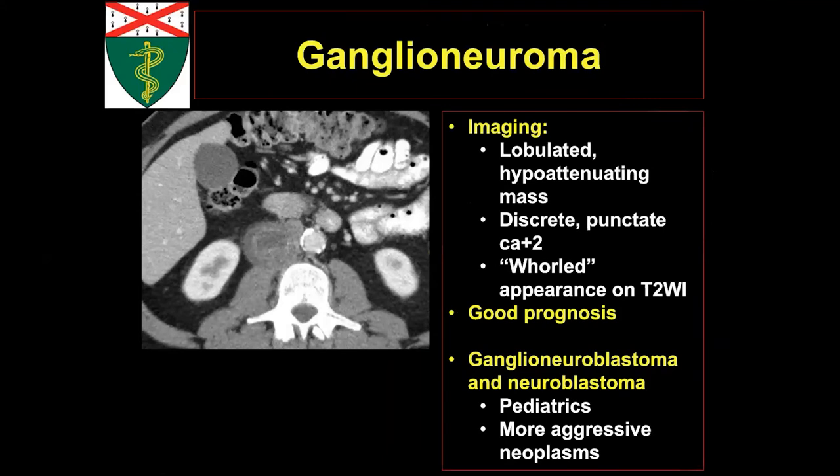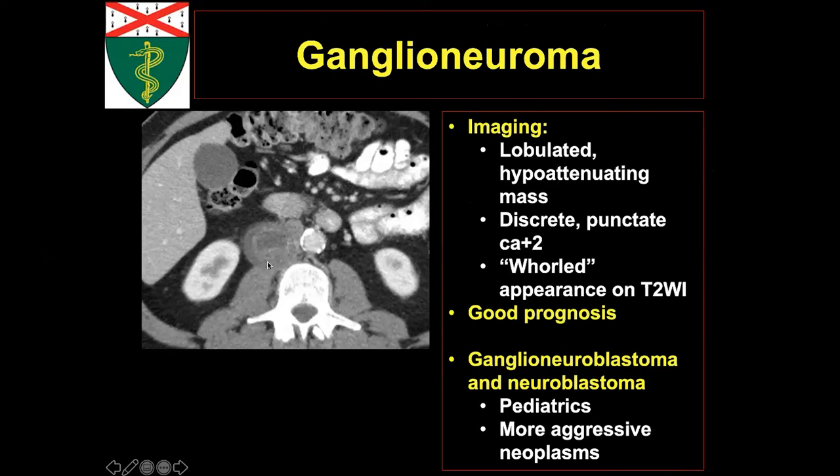Ganglioneuroma comes from the sympathetic nerve cells. Again, a very difficult tumor to call prospectively. On imaging, it's been described as sometimes having lobulated margins, and it tends to be low density in its appearance. A whorled appearance has been described on T2 weighted imaging on MR. We have concentric circles within this lesion. They may occasionally have some calcifications. This has a relatively good prognosis.